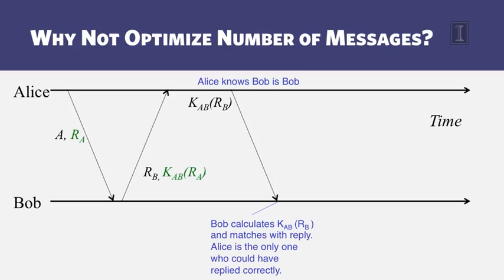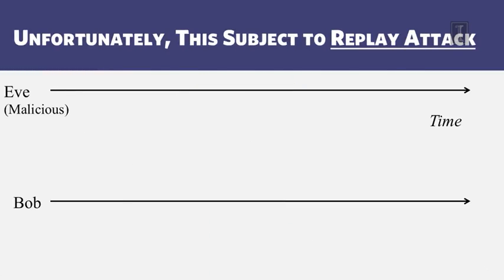If you try to optimize them, they may be subject to replay attacks. They may be subject to replay attacks even if you don't try to optimize them. So this particular protocol here is vulnerable to the attack known as a replay attack. So Alice may in fact not be Alice. Alice may in fact be Eve, who is pretending to be Alice.